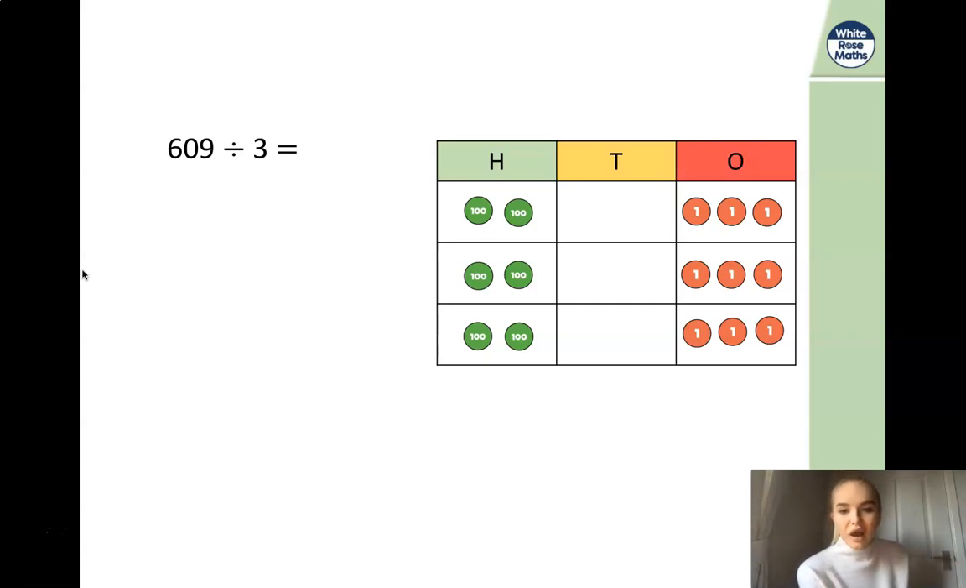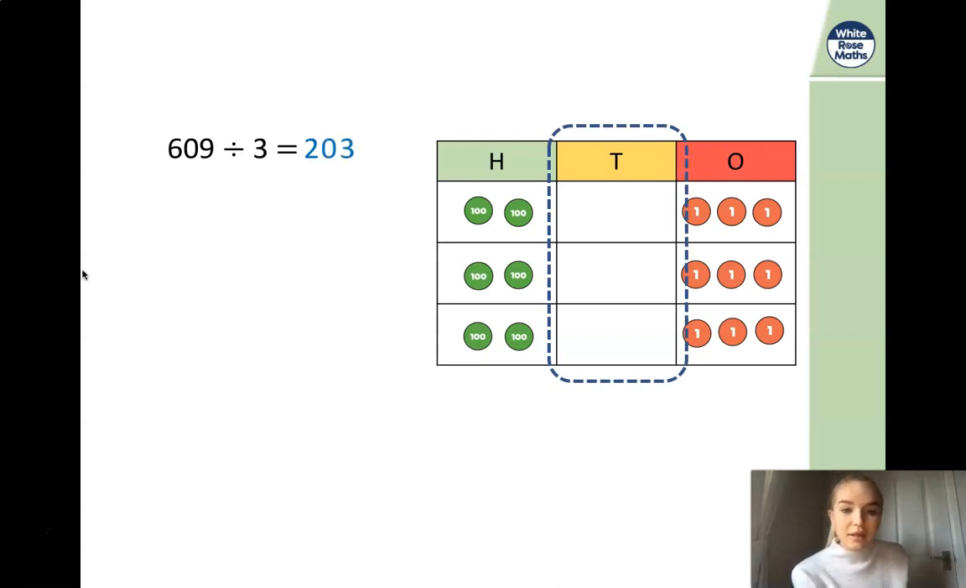I can then see that I've got 2 hundreds and 3 ones. So my answer is 23. No, that's not right, Miss Newman. I can hear you say, no, that's not right. You're absolutely correct. We have got 2 hundreds, no tens and 3 ones. So my answer is 203.